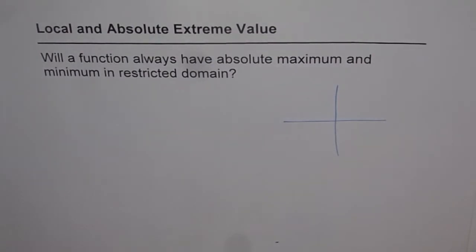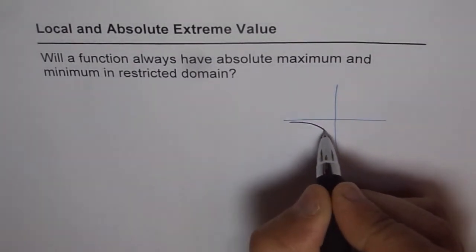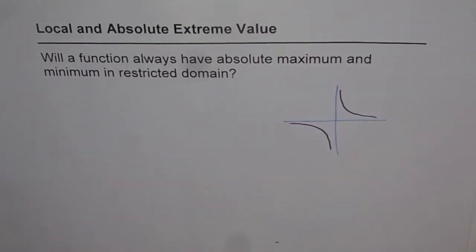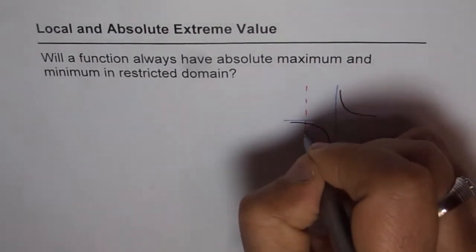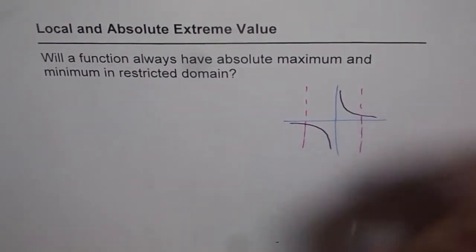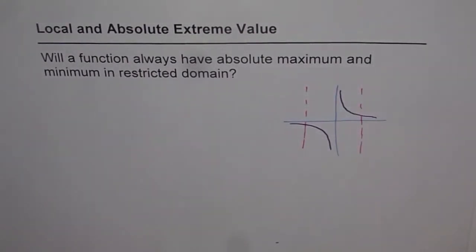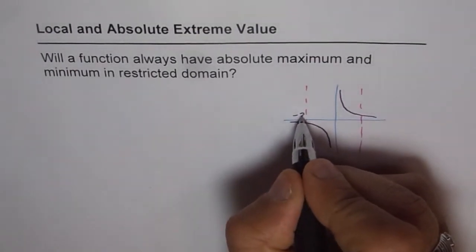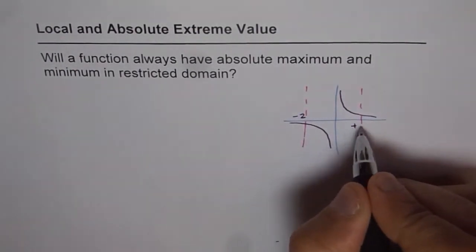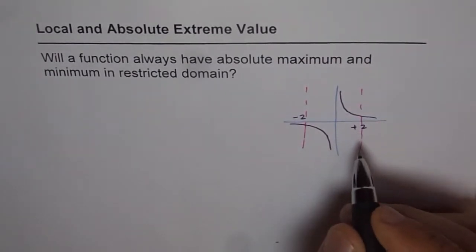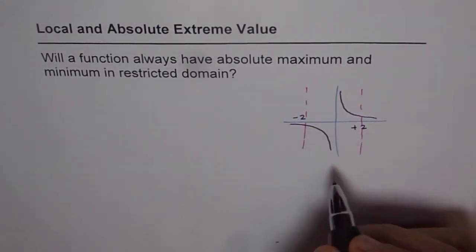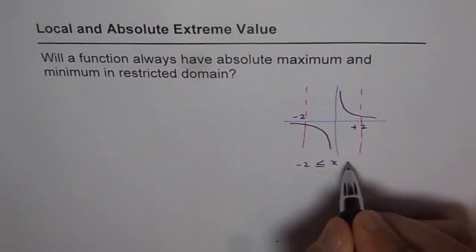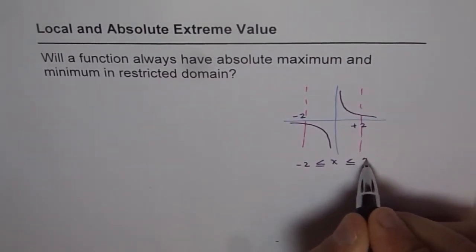Let's have a function which is, let's say, 1 over x. I'm trying to find extreme value within this interval. Let's say my interval here is from -2 to +2. So the idea here is to find absolute value when x is greater than or equal to -2 but x is less than or equal to 2.